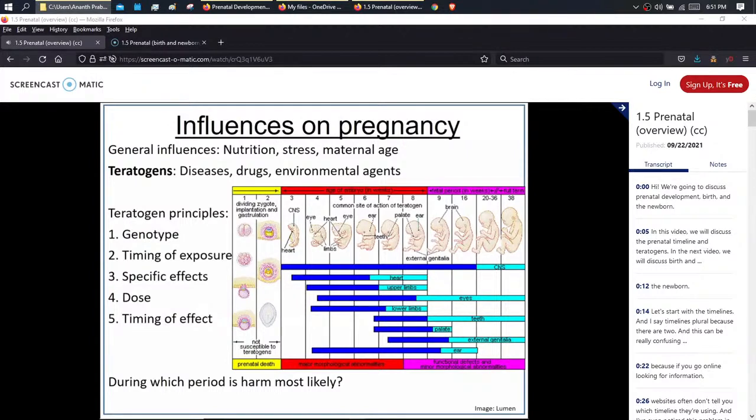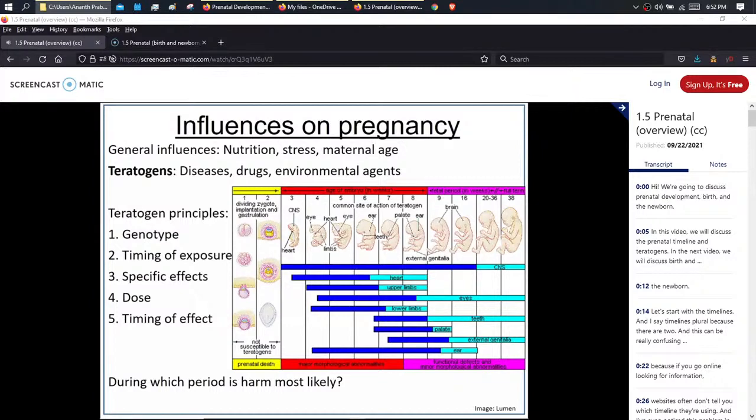Another principle is timing of exposure. So if you look at the chart here, you'll see that different parts of the growing body are more vulnerable at different points within the timeline. Also, there's the principle of specific effects, meaning that a single teratogen doesn't cause problems across the whole body. Rather, there are specific effects connected with specific teratogens. Another principle is dose. So more exposure to a teratogen is worse than less exposure.